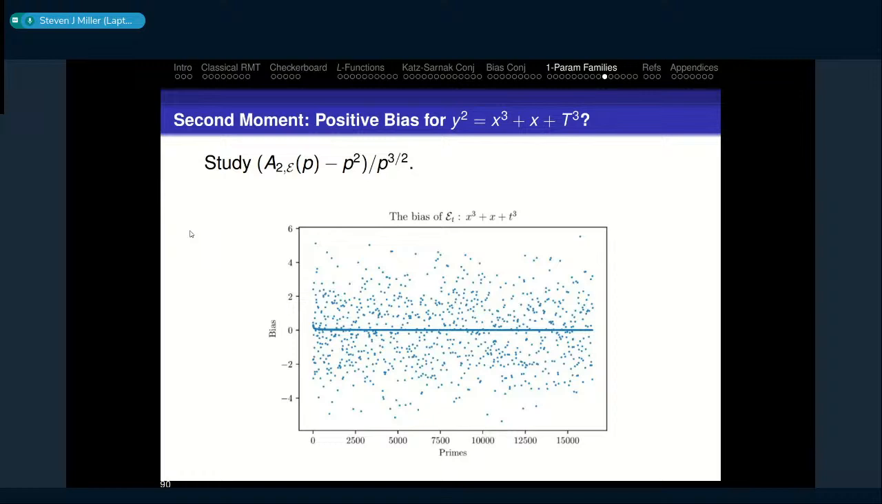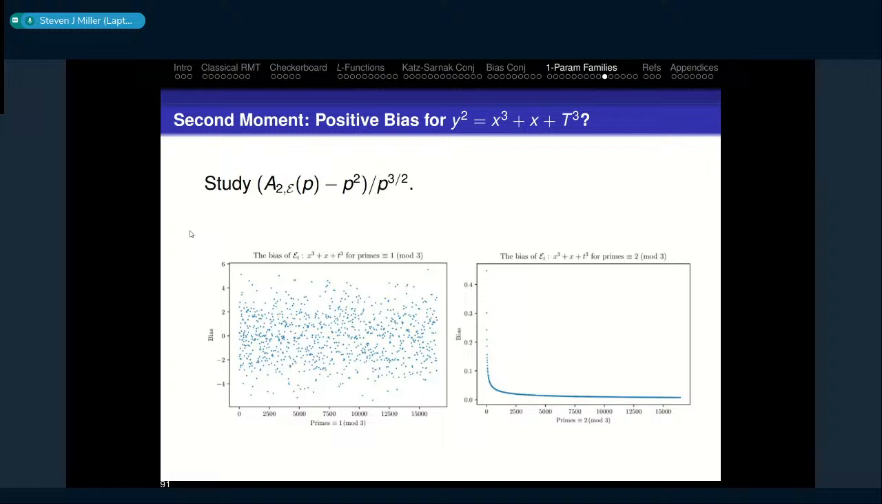So this is really obvious. There's this whole class of points that seem to have some common behavior. And with a little bit of analysis, it's very quick to see that these are coming from the primes that are 2 mod 3.